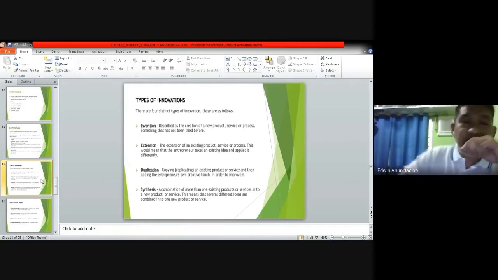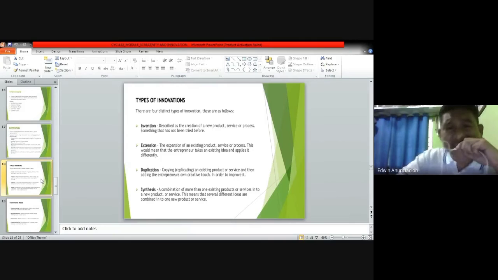Then po, yung duplication naman, ayan, kadalasan po yan ang ginagawa natin. Copying or replicating an existing products or services, then adding the entrepreneur's own creative touch in order to improve it. Kamukha po ng nabanggit ko dati, photo lang yan, ginawang photo plan, photo PAW, okay? So, mayroon lang existing replicate lang tapos dinagdagan lang. No? Minsan naman sa technicalities yung packaging, kung dati napakahirap niyang buksan, ngayon easy open na lang, and so on and so forth.